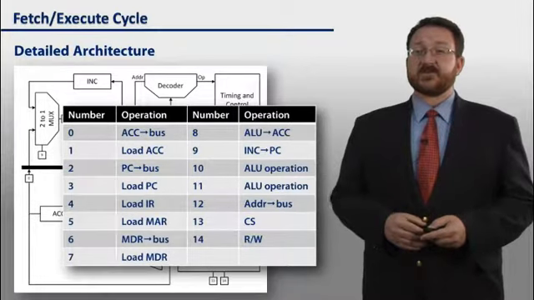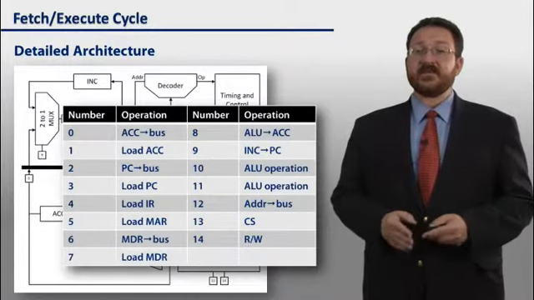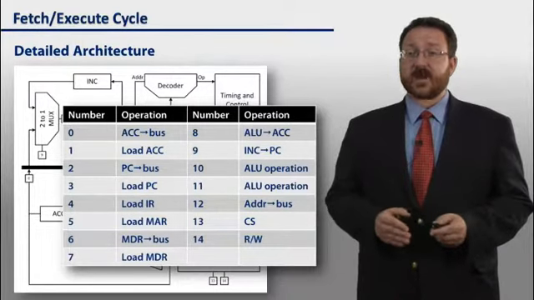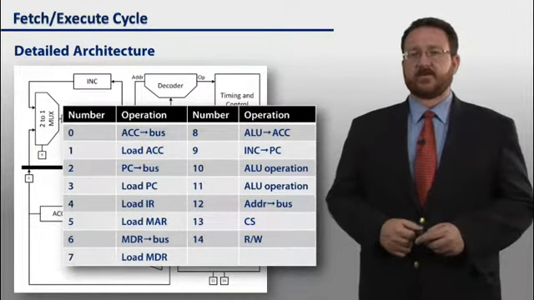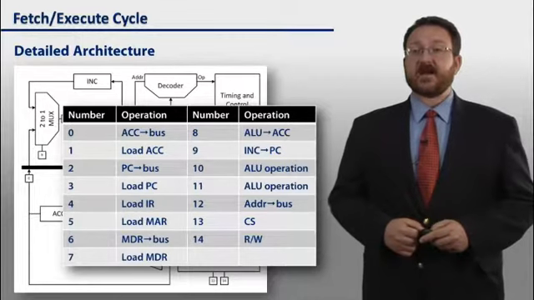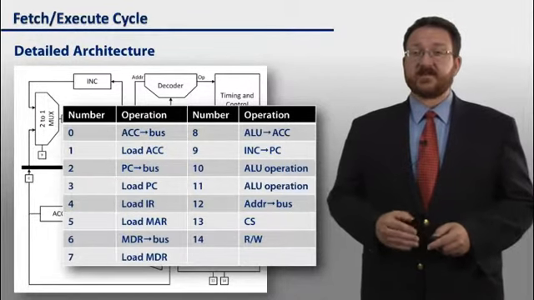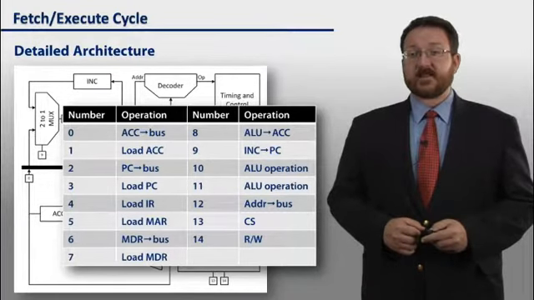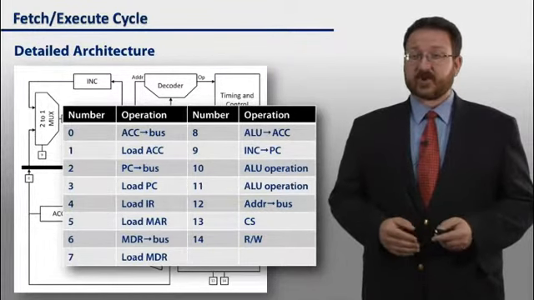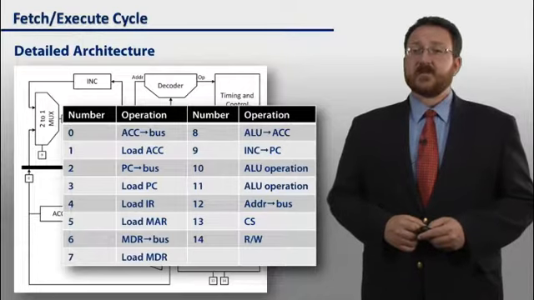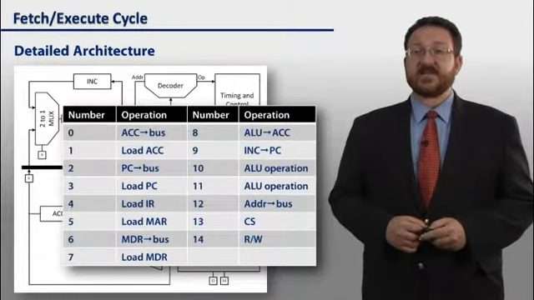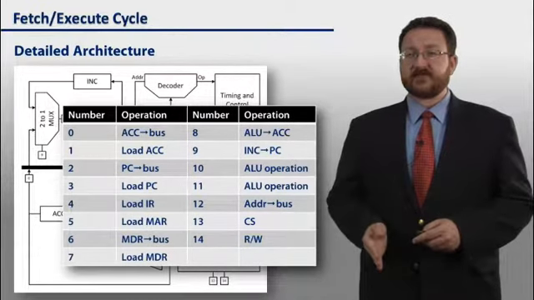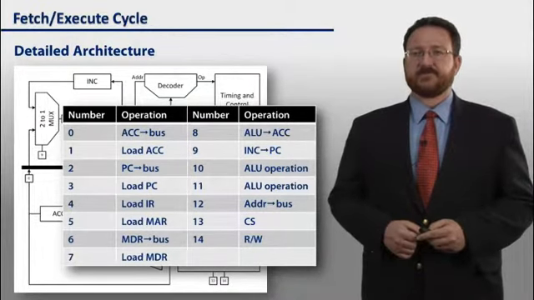Number 8 allows us to transfer the contents of the ALU into the accumulator. So we've performed an add or a subtract, and we want the new result to go into the accumulator. Number 9 allows the program counter to be incremented so that the next instruction fetched will be one more than the previous instruction. Numbers 10 and 11 allow us to select among addition, subtraction, multiplication, division. Number 12 allows us to send the contents of the address portion of an instruction to the bus so that we can do a subsequent fetch on a load instruction.